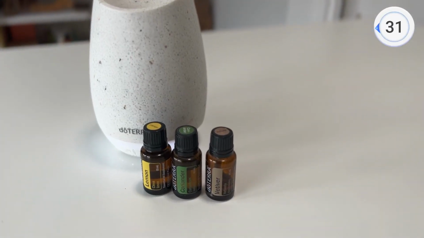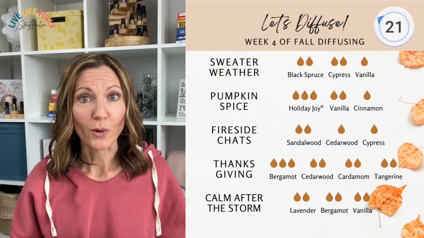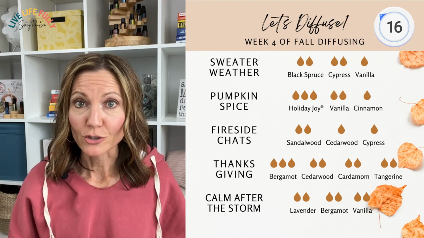Number 8, essential oil diffuser recipes for spring. Fresh rain. This is 3 drops lemon, a drop of vetiver, and a drop of coriander. Number 9, diffuser recipes for fall. In the Essential Oils Guidebook, I put 4 weeks of diffuser recipes for fall. My favorite right now is called Sweater Weather with black spruce, cypress, and vanilla, just 1 to 2 drops each.